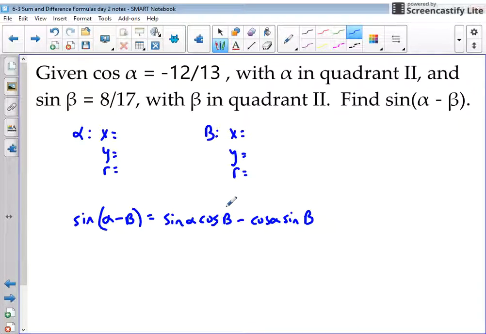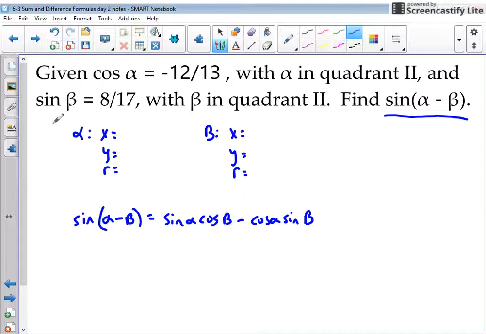A second situation, and this will be our last one, is take a look here. It may look kind of familiar. We're given that the cosine of alpha is negative 12/13, where alpha is in the second quadrant. We're given that the sine of beta is 8/17, where beta is in the second quadrant. We're supposed to find the sine of alpha minus beta.